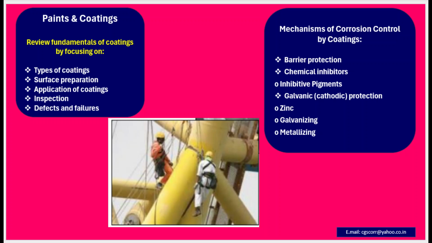Paints and coatings. Under this, we review the fundamentals of coatings by focusing on the following: types of coatings, surface preparation, application of coatings, inspection, defects and failures. The mechanism of corrosion control by coatings can be broadly classified into three categories, namely barrier protection, chemical inhibitors, and galvanic, that is, cathodic protection. Under chemical inhibitors we have inhibitive pigments. Under galvanic cathodic protection we have zinc, galvanizing, and metallizing.